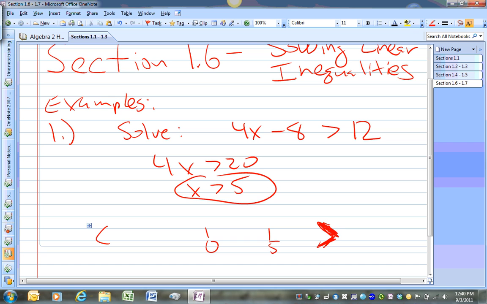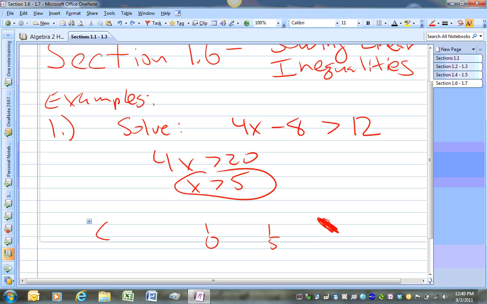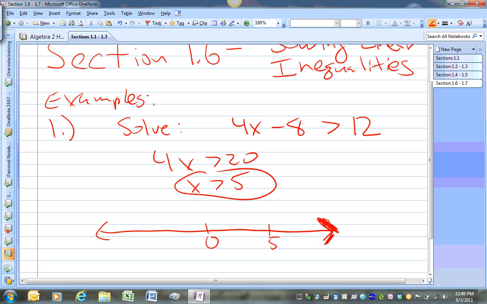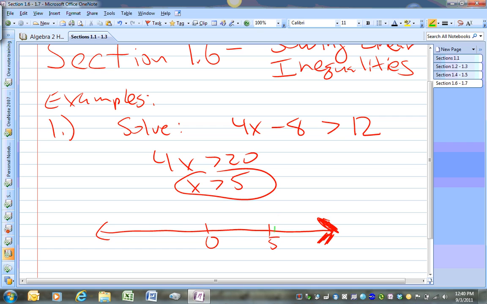And I wonder what happened to my line. Okay, that is so weird. It's okay. I'll draw it back. And let's just use a highlighter instead. That might be better. Okay. That's what we got. And again, it's got to be open at 5 and going to the right.